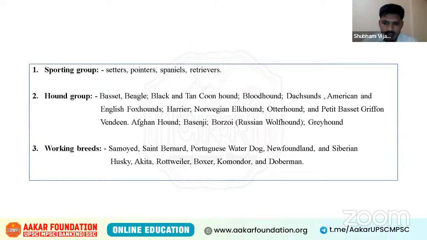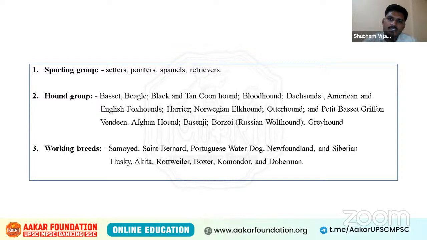Then in the hound group, even our Indian dogs come, like the Mudhol hound. Then what else comes under this group are Basset, Beagle, Black and Tan Coonhound, Bloodhound, Dachshund, American and English Foxhounds, Harrier, Norwegian Elkhound, Otterhound, Petit Basset Griffon Vendeen, Afghan Hound, Basenji, Borzoi, and Greyhound.